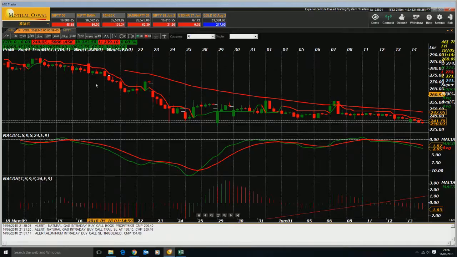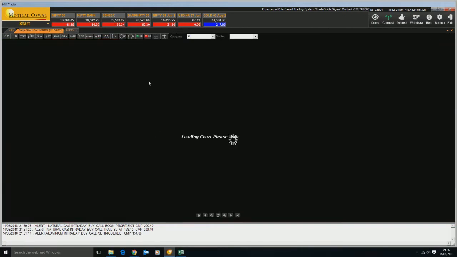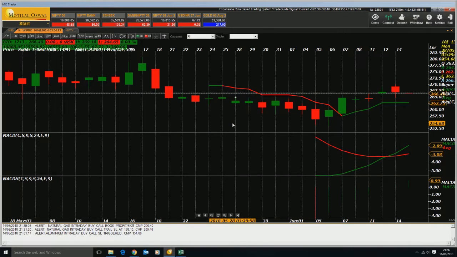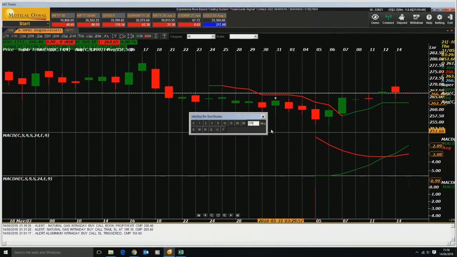right? So Wipro on a daily time frame or at 375 minutes, Wipro it's a buy supported by the MACD peak and also the MACD histogram. Let me see at 120.